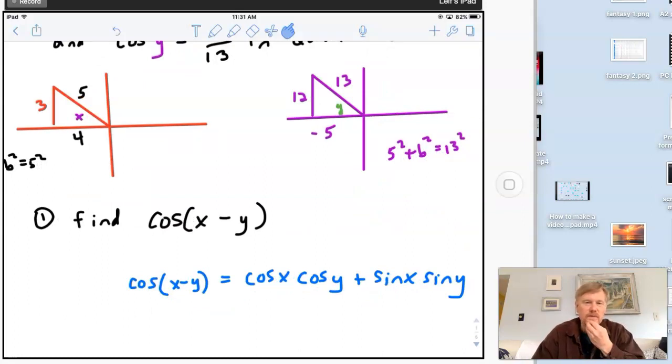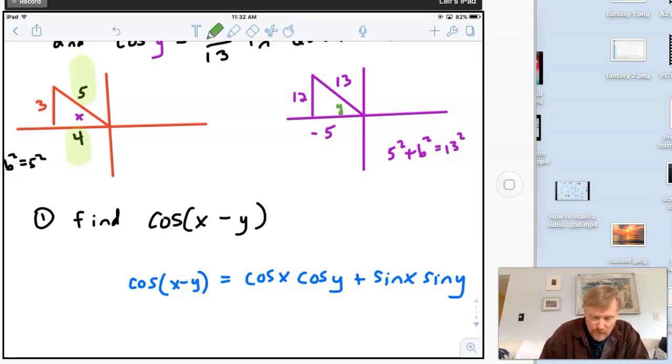I plug in the values for x and y into the difference formula, and I get cosine x cosine y equals sine x sine y. So now I'm going to take each one of these and go up to that triangle up there and figure out what is the cosine of x? Well, the cosine of x is right up here. Cosine is adjacent over hypotenuse.